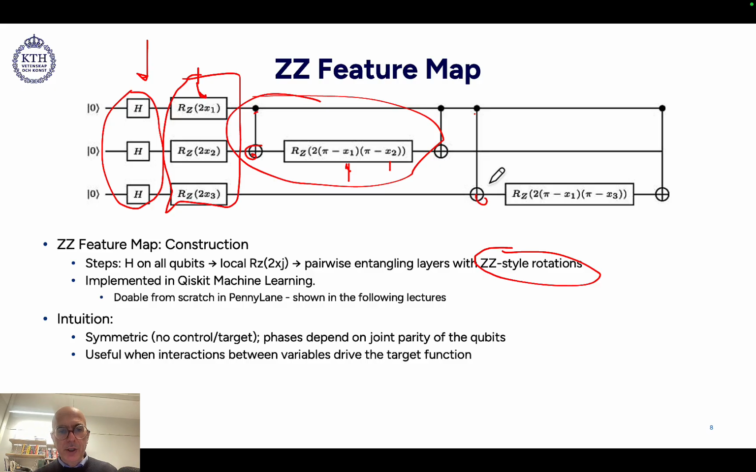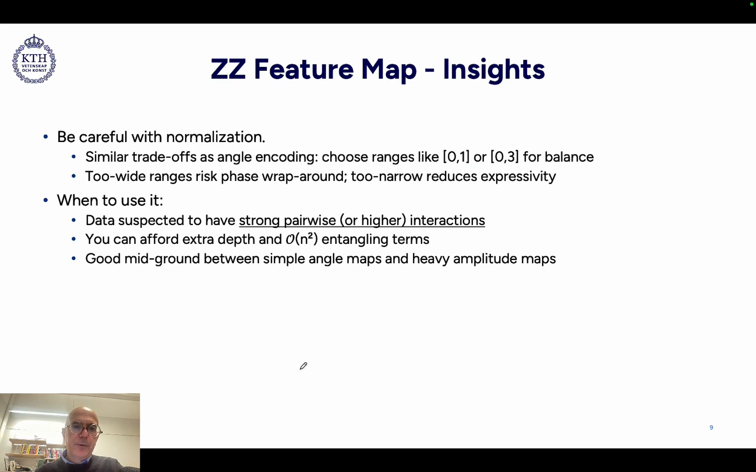So what is the basic intuition? Well, this is a rather symmetric feature map where the phase depends on the joint parity of the qubits, and it's quite useful when interaction between variables drives the target function. As for the angle encoding, we need to be careful with the normalization. There is a similar trade-off as in angle encoding. Choose the range wisely, like 0 to 1, or 0 to 2. Too wide a range risks the phase wrapping around, this aliasing problem, and too narrow a range reduces the expressivity, right? So we don't use all the expressivity.